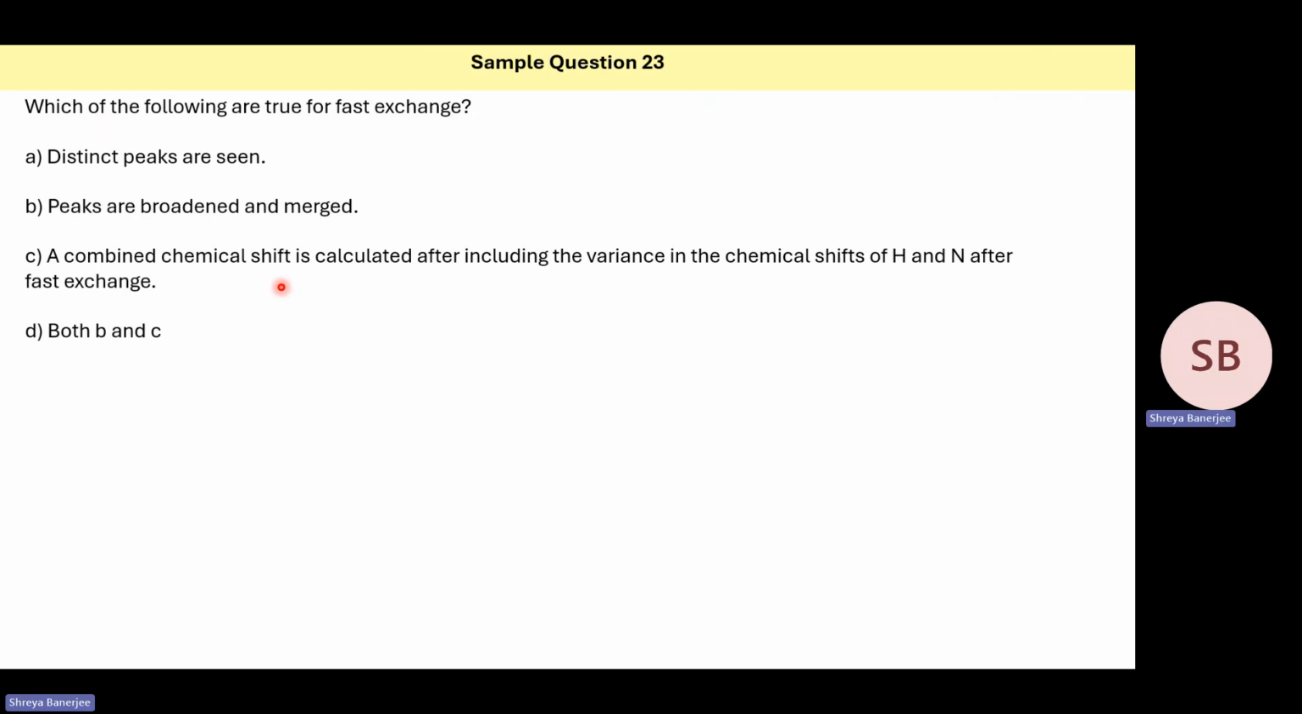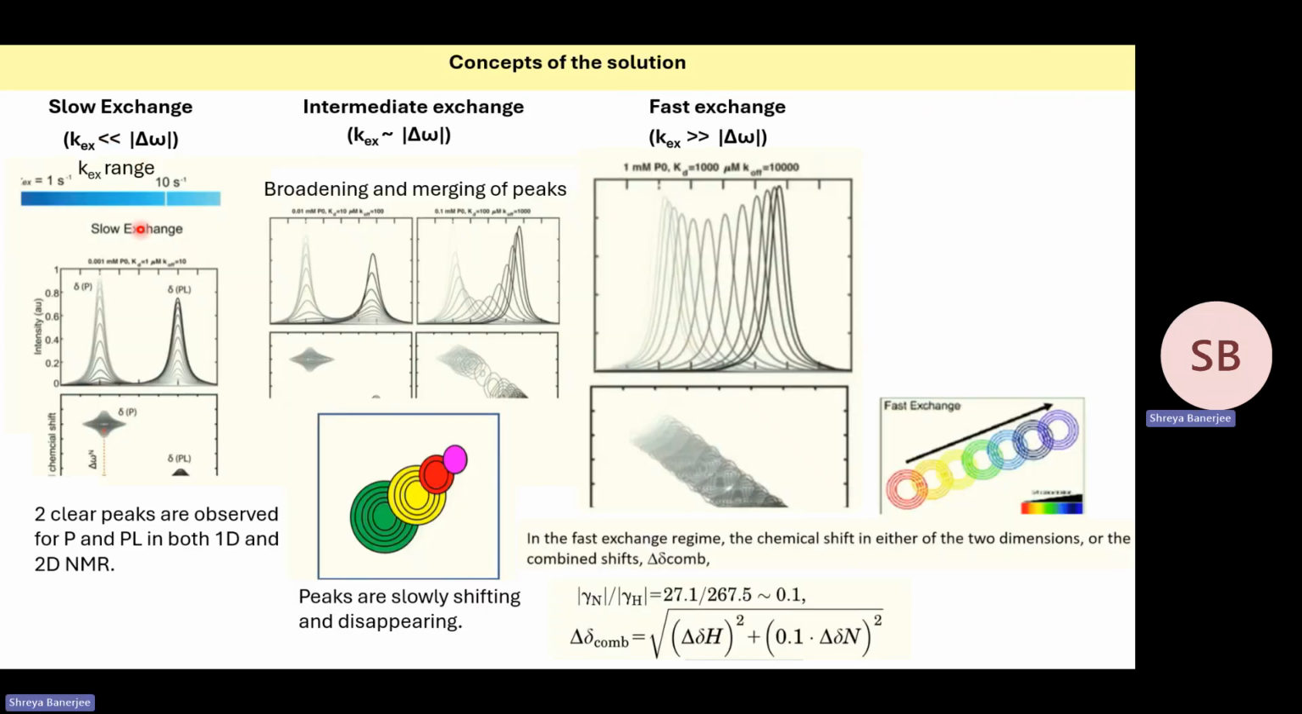The next question asks which of the following are true for fast exchange? So we look at the different spectra at the different exchange rates. At slow exchange, when the rate of exchange is much less than the frequency difference of the two peaks, two distinct peaks are seen both in 1D and 2D spectra. In intermediate exchange, where the exchange rate is more or less equal to the frequency difference, the peaks are just starting to merge. And even in 2D, you can see they are just starting to merge.